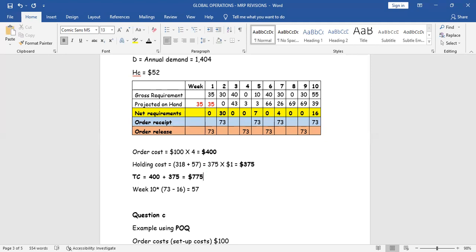So far, we've done 2: lot for lot and EOQ. We are going now to periodic order quantity, which is POQ.